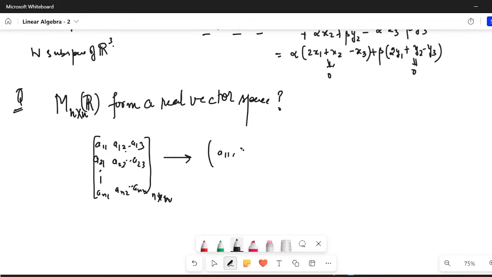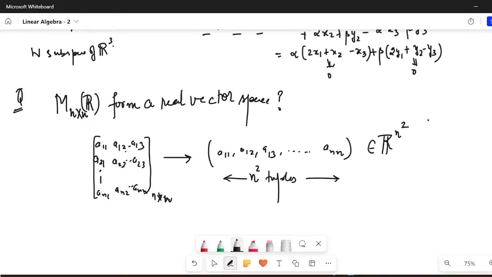If I write all these things in this manner, it will be an element of what? It will be an element of R raised to the power n square, right? Because the total number of elements is what? There are n square tuples. And you already know that Rn forms a linear vector space, a real vector space.